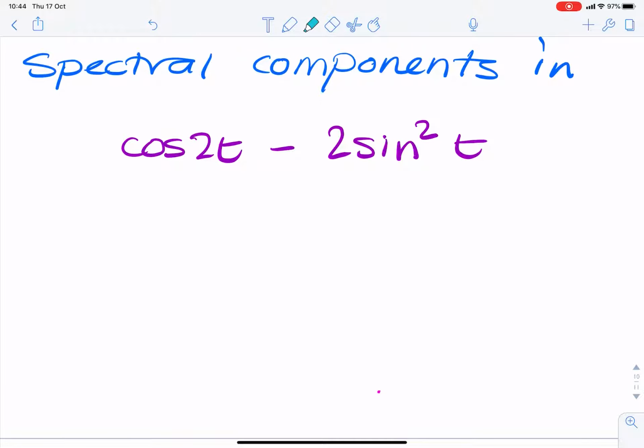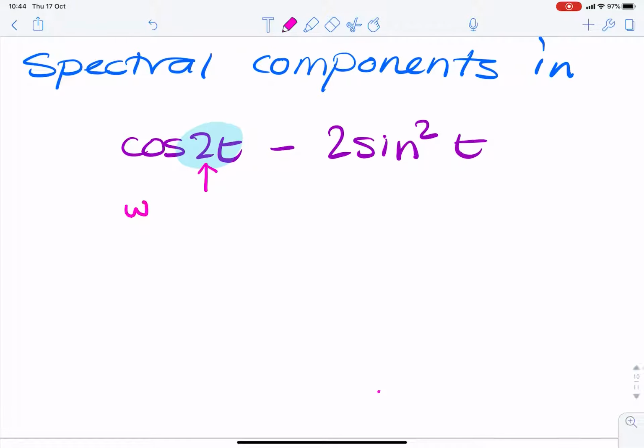So this question is asking to identify the spectral components in this signal, cosine 2t minus 2 sine squared t. So obviously it's a periodic signal, so it'll have discrete spectral components. And we can take these one by one. So for the first one, we can identify the spectral component just by looking at the frequency there. So you can look at the argument there, the coefficient of t.